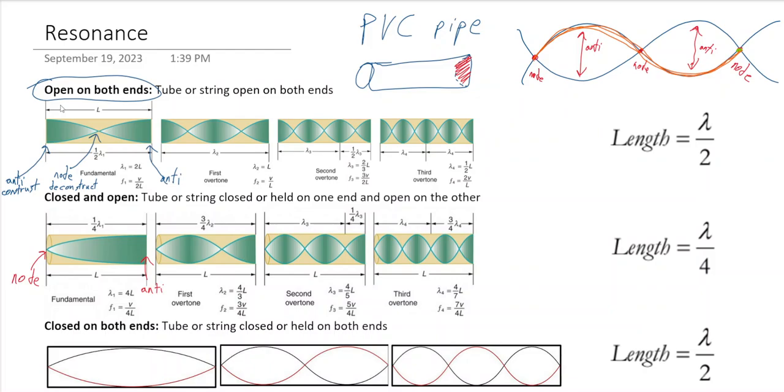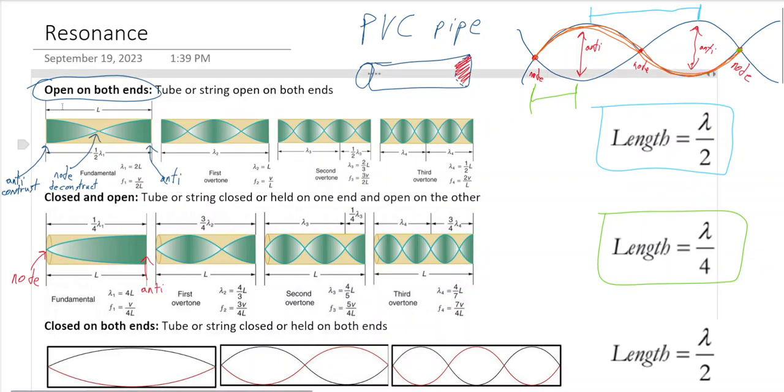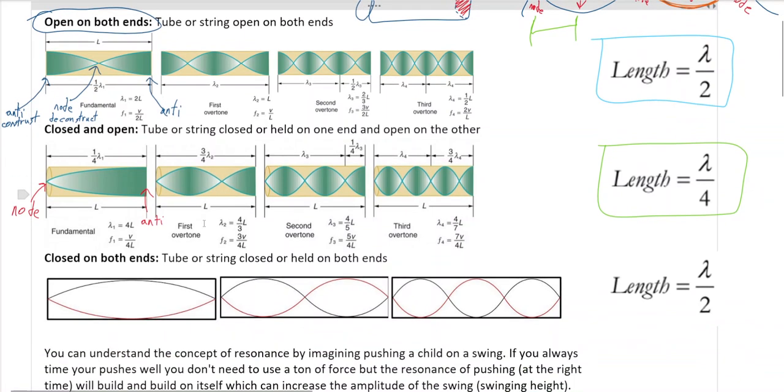But going from node to antinode, this section here, is a quarter of a wavelength. Just that short section, right? But going from an antinode to an antinode, that's the half a wavelength we saw at the beginning.